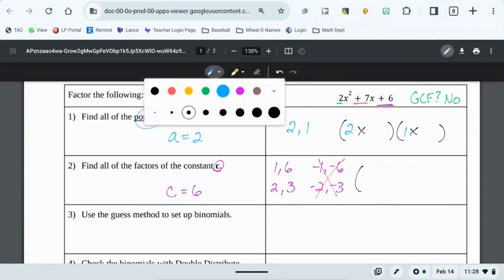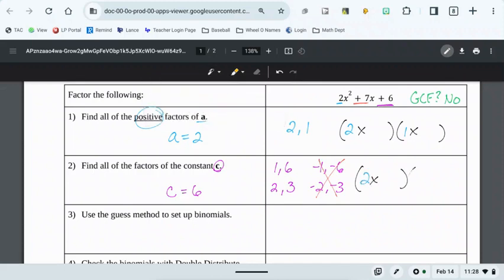So in this situation, we're going to set this back up. We have 2x, and then we have 1x. Okay, all set up just like we had in the previous box, but now we're looking to place one of those pairs of factors in that second spot in each set of parentheses, so that purple spot that I've underlined. Now, the additional challenge to factoring when a does not equal 1 is that order matters.